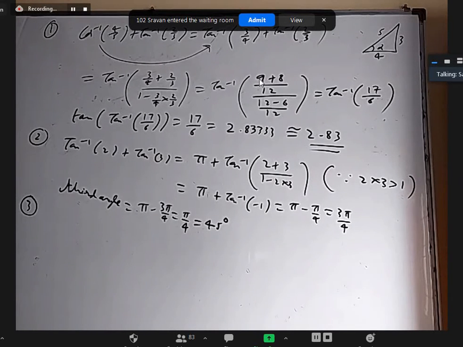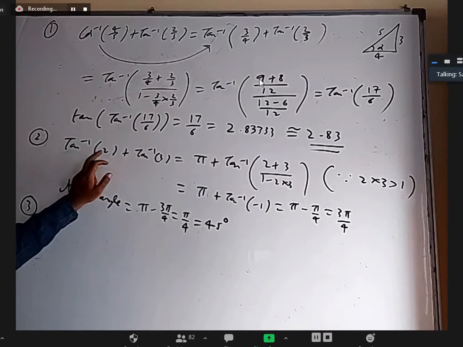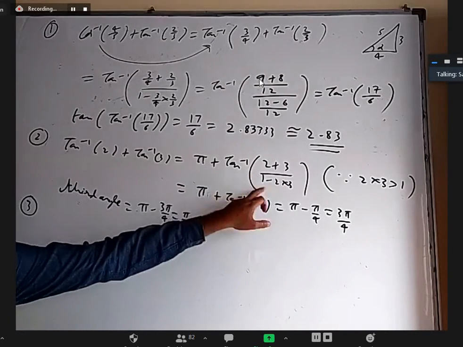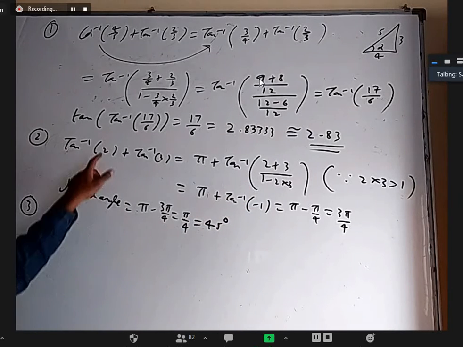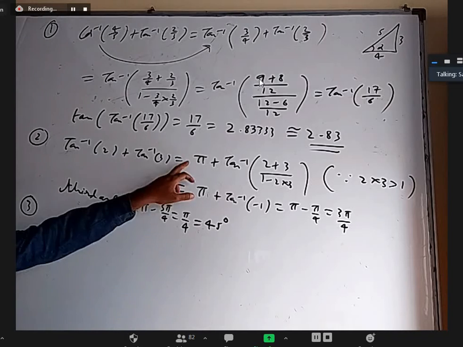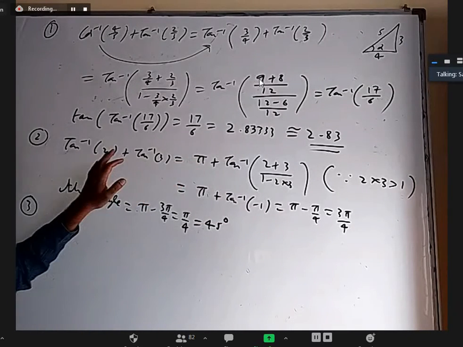Use it and try to find tan C. I am only just finding the sum of the two angles and removing it from 180. But here, the tan inverse x plus tan inverse y formula is not tan inverse of (x plus y) by (1 minus xy), because here x into y is more than 1. 2 into 3 is 6. The formula is pi plus tan inverse of (x plus y) by (1 minus xy). That's what you have to notice if you are using this.